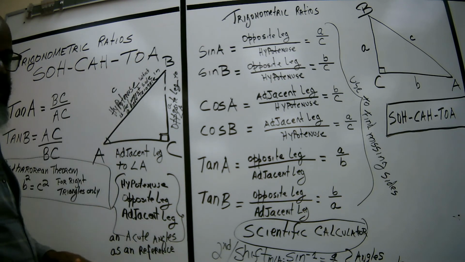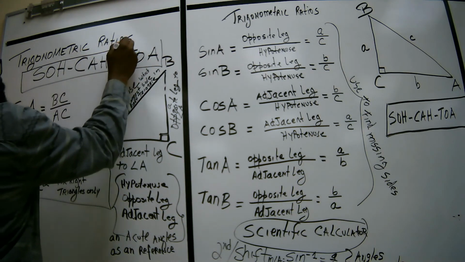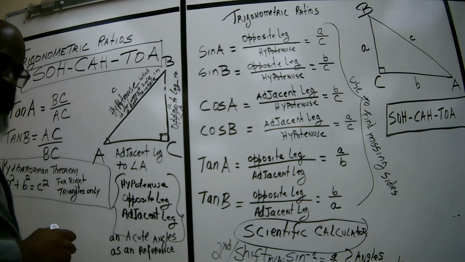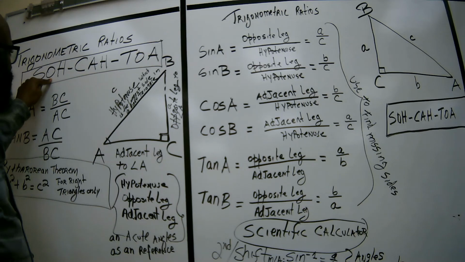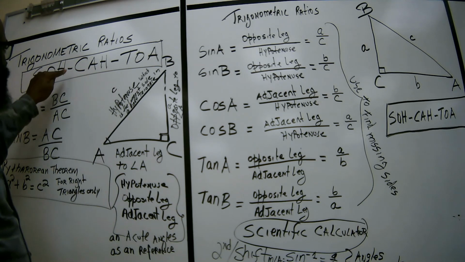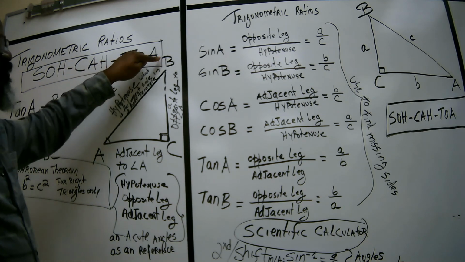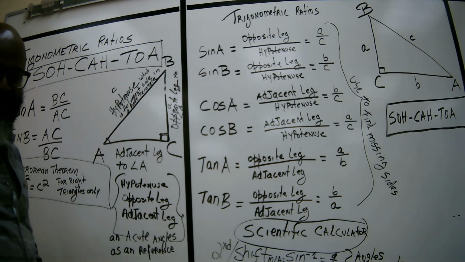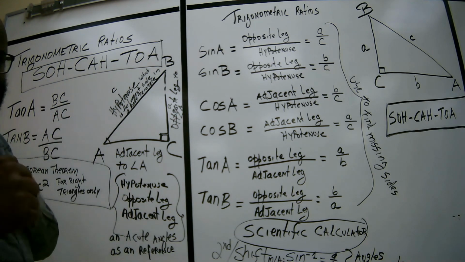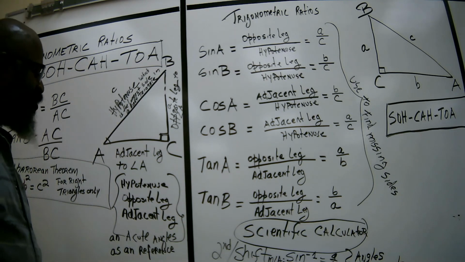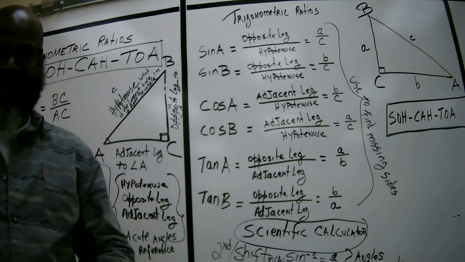SOHCAHTOA. Make sure you remember what that means. It's a shortcut formula. S for sine, O for opposite, H for hypotenuse. Sine is opposite over hypotenuse. Cosine is adjacent over hypotenuse. Tangent is opposite over adjacent. If you can recall those little concepts, then you are ready to do well. The only thing is getting your scientific calculator, and I will help you with how to use it.